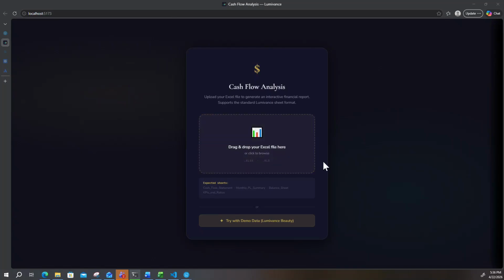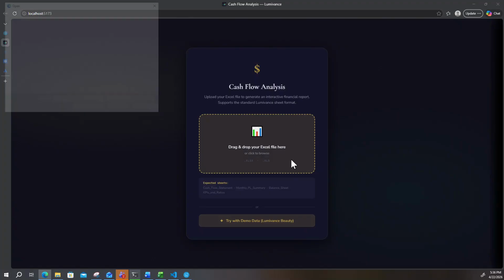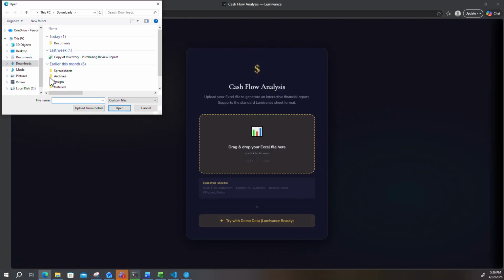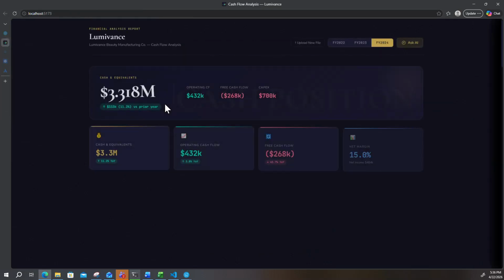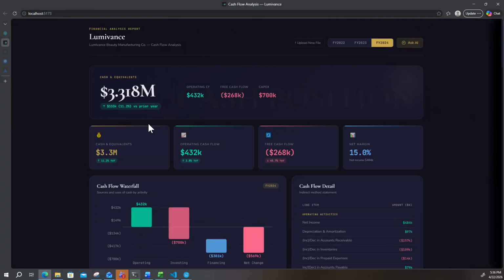This is the Cash Flow Analyst. I have some sample data that I'm going to go ahead and load up in here. This took me about 30 to 45 minutes to build this whole app out.